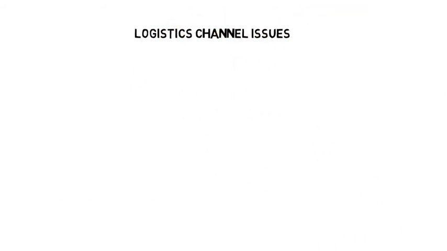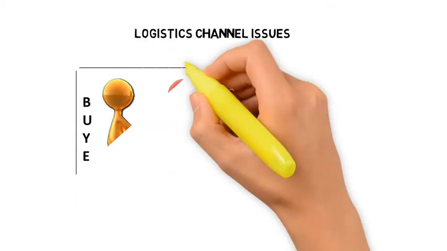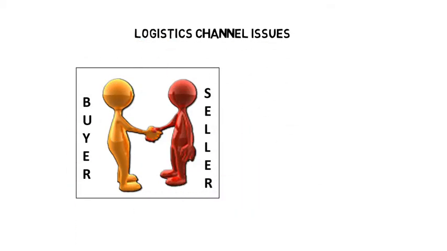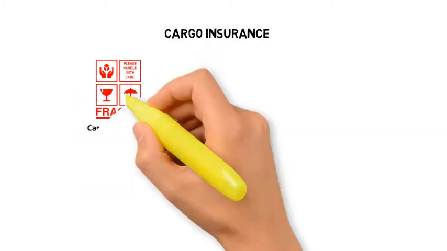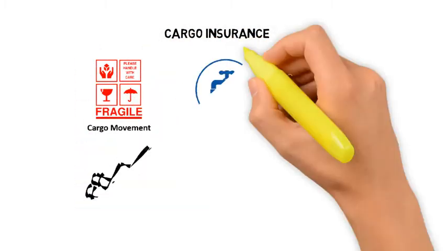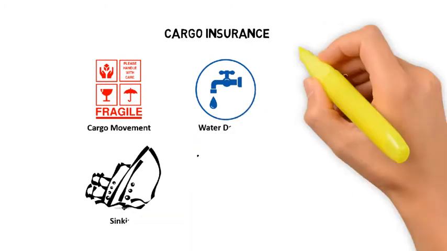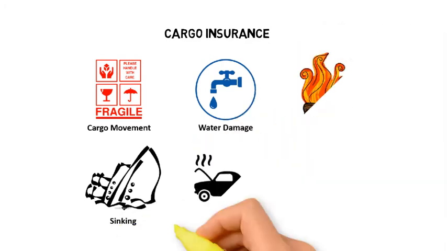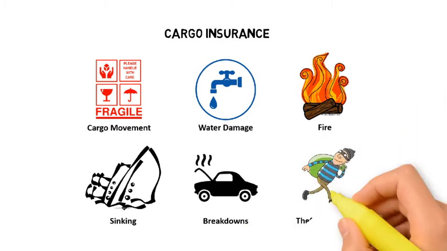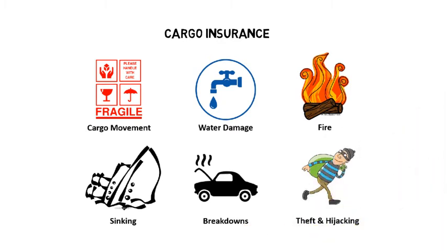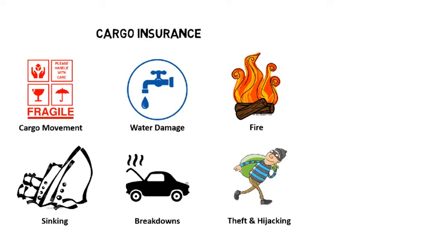Lastly, insurance coverage and financial liabilities in the event of damage, loss, or delay are also clearly spelled out in any agreement between a buyer and a seller. Cargo insurance is critical due to the exposure of cargo to many perils when freight moves through the global supply chain. These include damage due to cargo movement or exposure to water or fire, loss of cargo due to sinking, crashing, theft or hijacking, and delays due to breakdowns.